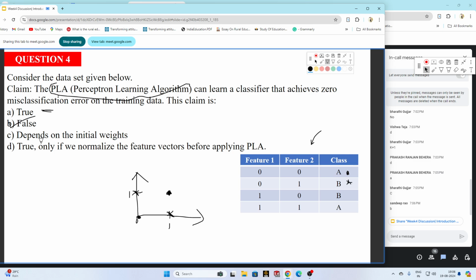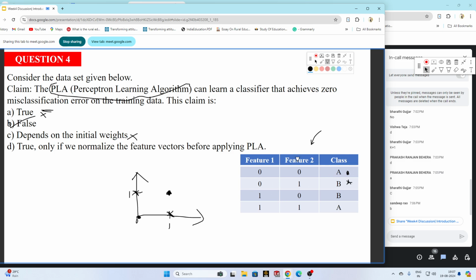Now I have told you about PLA. PLA does not depend on the initial weights, because it will keep on modifying the weight until it gets rid of that misclassified point. So that is why this is false, right? And this is also false: true only if we normalize the feature vector before applying PLA.